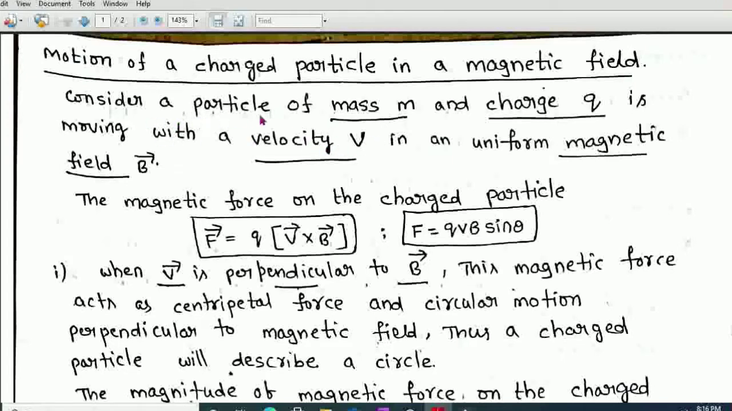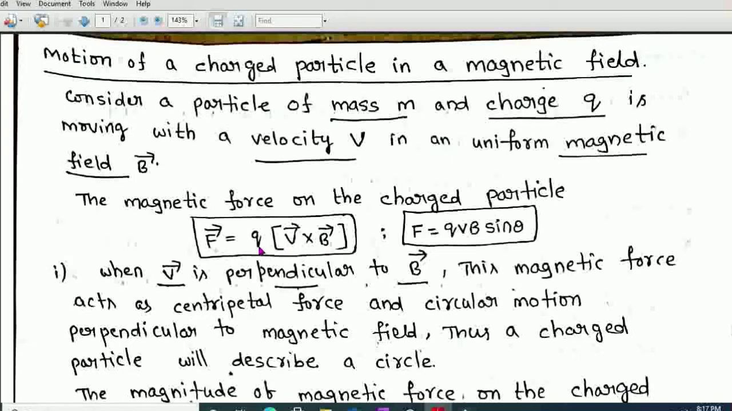Now let us consider a particle of mass m, charge q and velocity v moving in a uniform magnetic field B bar. The charged particle experiences a force in the magnetic field, given by the magnetic force on the charged particle: F bar is equal to q into V bar cross B bar. This is the cross product of V bar and B bar. V bar is the velocity of the charged particle and B bar is the magnetic field.